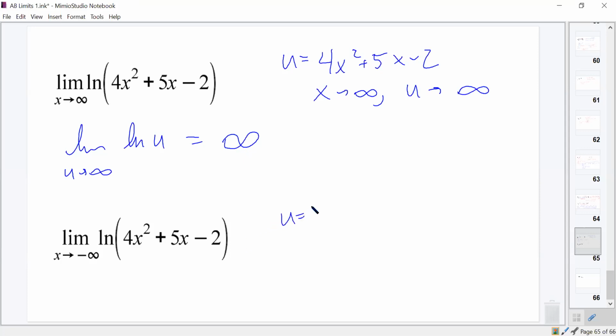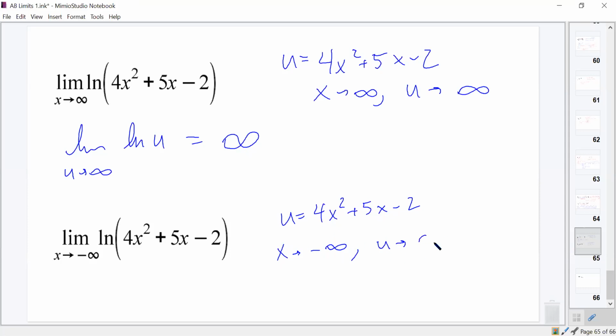And what about this one down here? Do the same substitution. u is equal to 4x squared plus 5x minus 2. And as x goes towards negative infinity, what is u going towards? Zero? Are you sure? Negative infinity? Are you sure? What is u going towards?